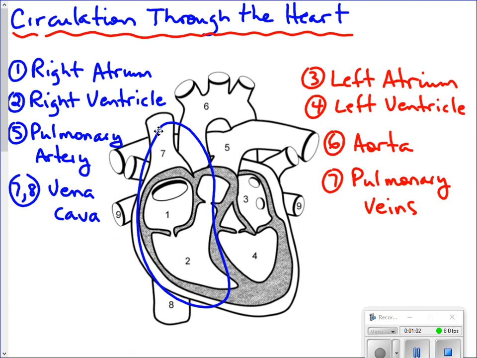Now, over on the left side of the heart, which is the right side of your screen, you've got all these parts over here. On the left side of the heart, the right side of your screen, those all contain oxygenated blood.